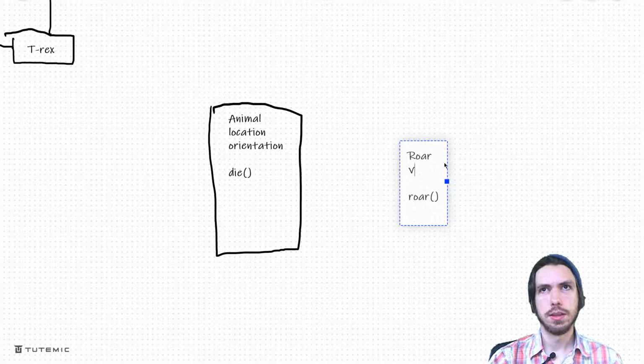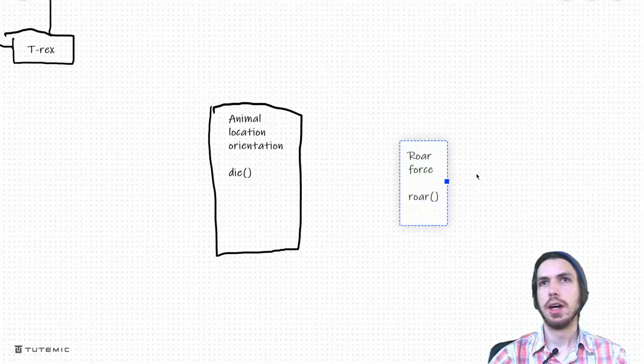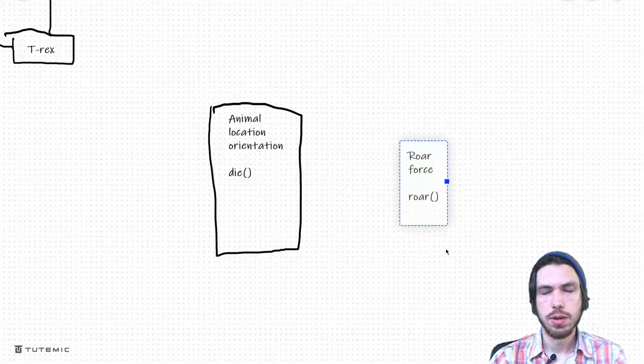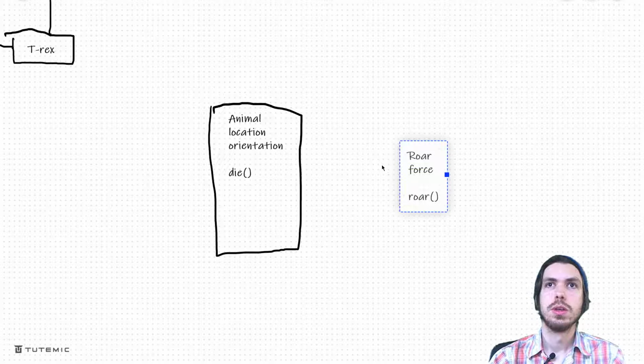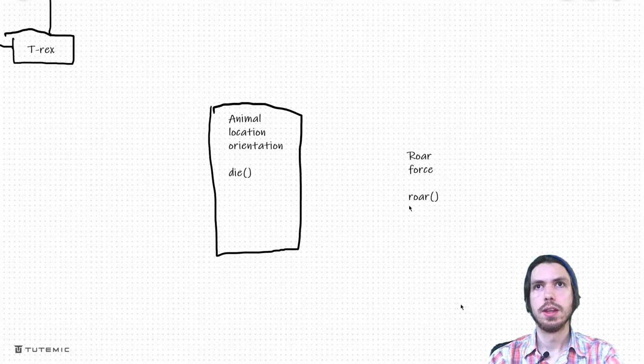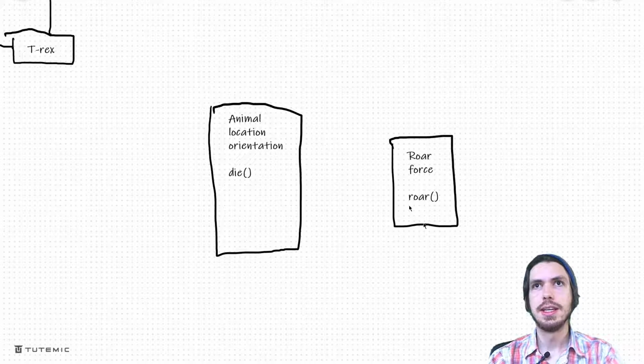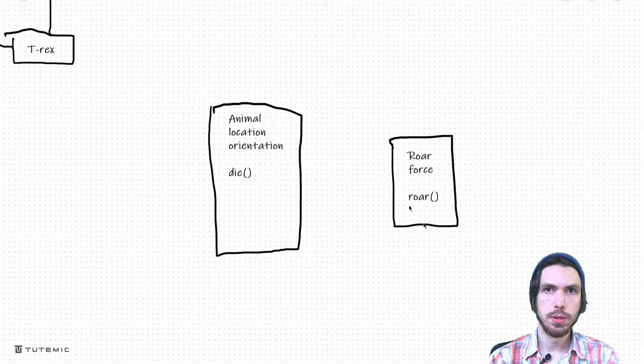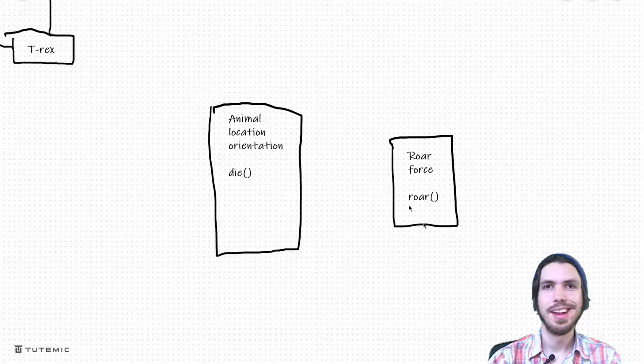Or, let's say force. So that's a property, and maybe how loud it is and how strong it is have to do with the force. Cool, so we got this roar thing, and it's a roar component. It's decoupled from the animal. Roar is not an animal. It's just a component that an animal can add to its container.